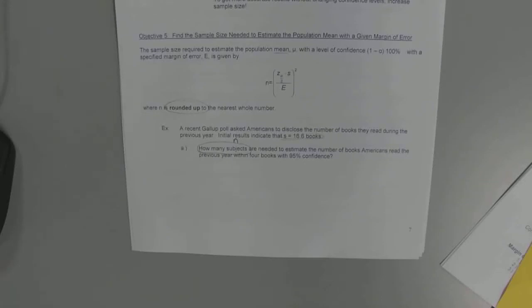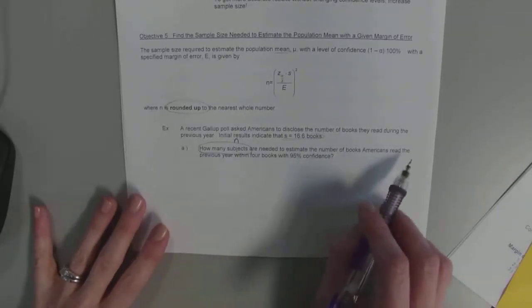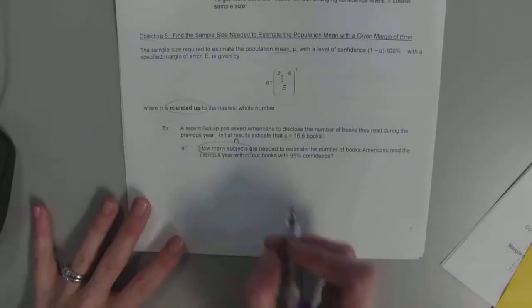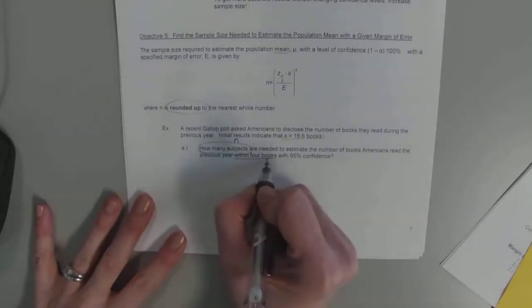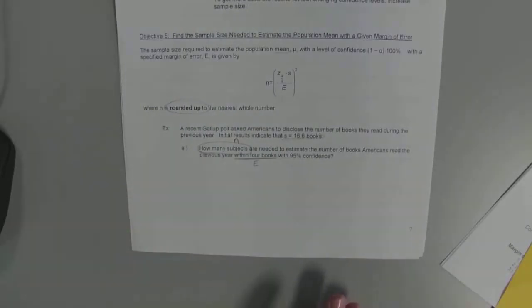And that's what you have to pay attention to. You are going to be on a roll in chapter 9, finding all these confidence intervals. And then you're going to try to do a confidence interval, but you don't know n. It's because they're not asking you to find a confidence interval. It's one of these problems. They're asking you to find n. So how many subjects are needed to estimate the number of books Americans read the previous year within 4 books? Within 4 books is going to be our E. That's our margin of error. Meaning, I want to be accurate, give or take 4 books of the true average.